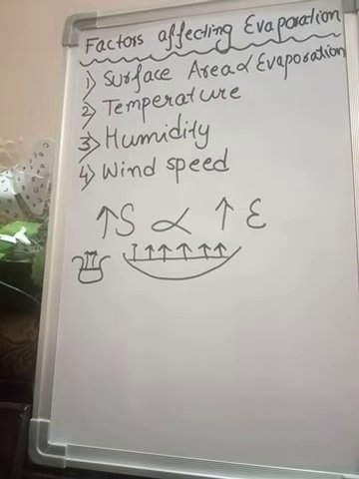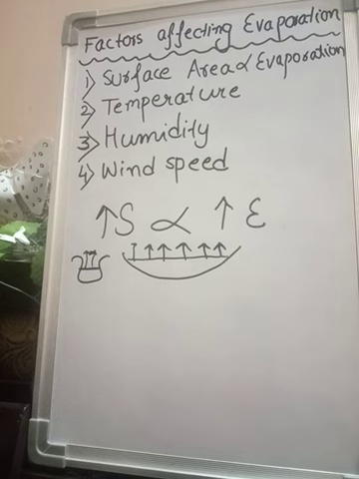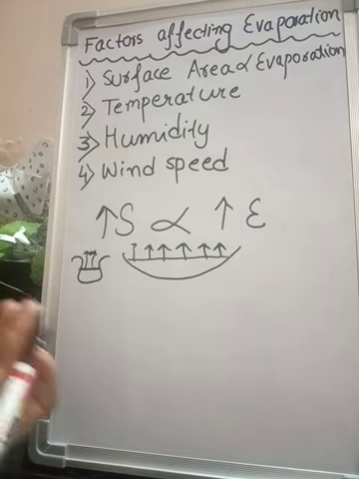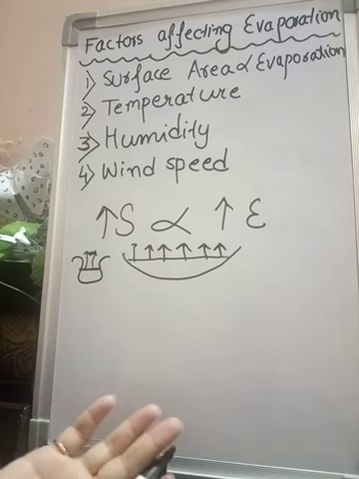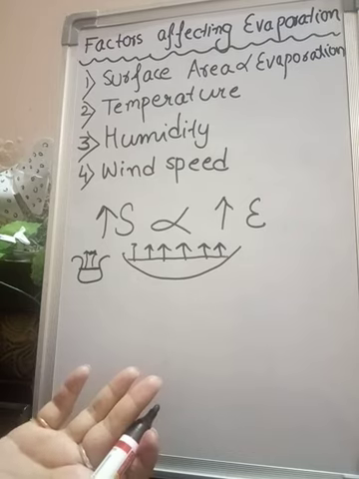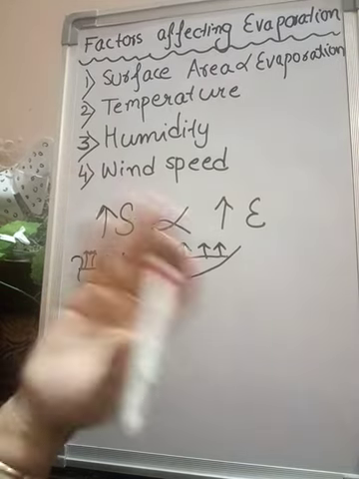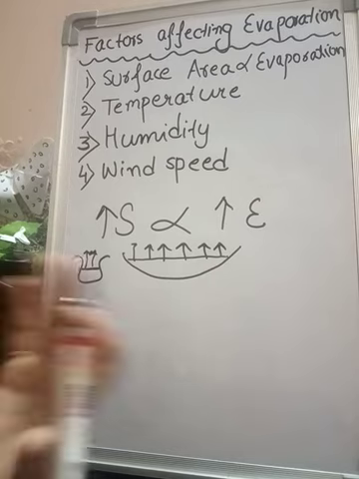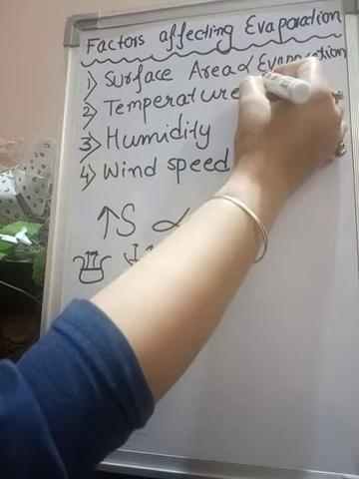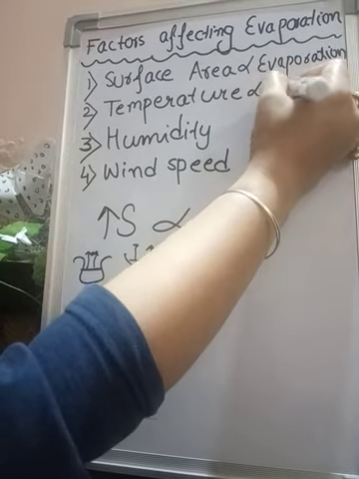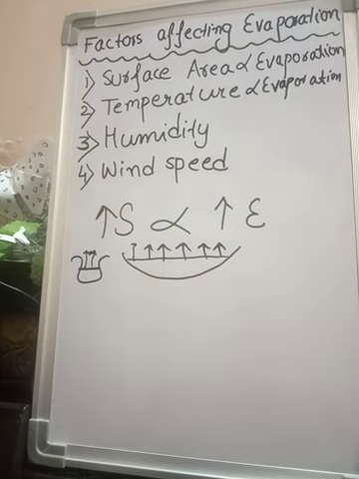Now the second factor is temperature. For example, we have to enhance the rate of evaporation. There is a very simple example. In winters, if we say, drought conditions, do they prevail more in winters or in summers? Obviously our answer is summers only, because in summers the temperature is very high, so the rate of evaporation increases. This is a very simple example to understand the effect of temperature on evaporation. So from here we can conclude that temperature is also directly proportional to evaporation.